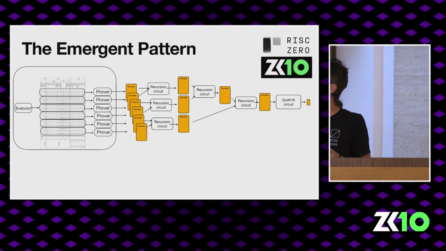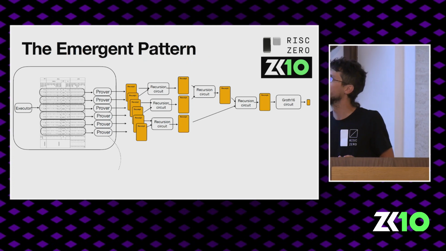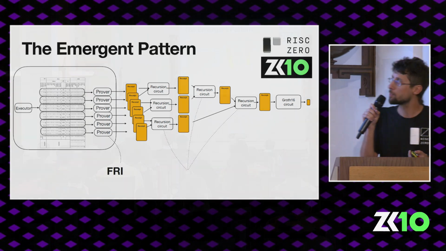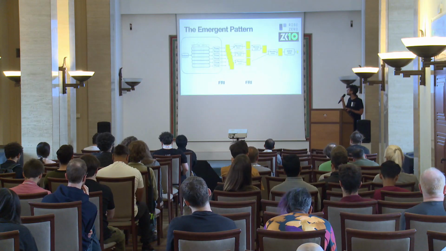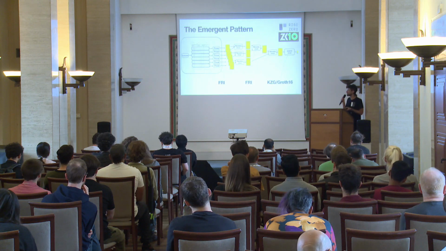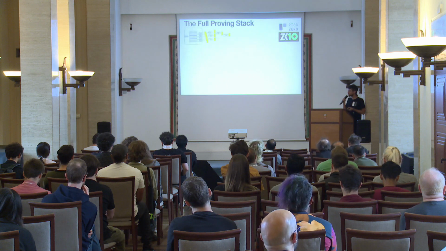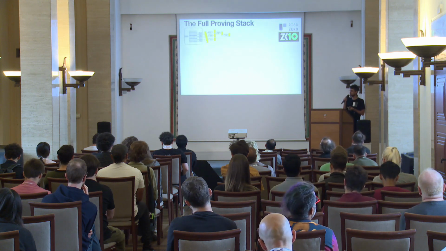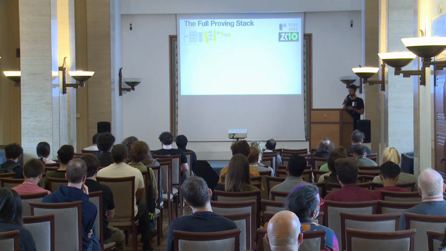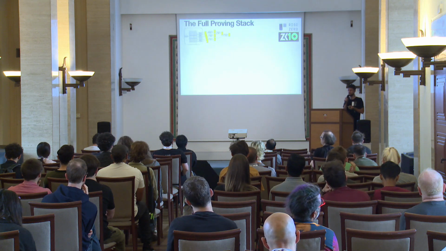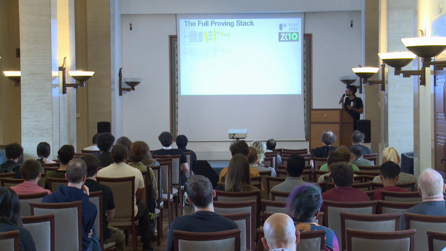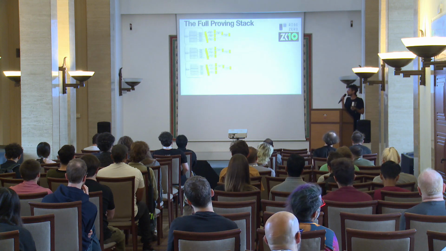So this was the pattern that I showed you in the first slide. Again, these are FRI-based proofs here, FRI-based proofs here, and in our case, Groth16 here, and the other systems, KZG. So let's expand that a little bit. This is that picture that I just showed you. This is one full proof of a RISC-V execution, including segmenting and recursion. Here's another one, here's another one, and here's another one.